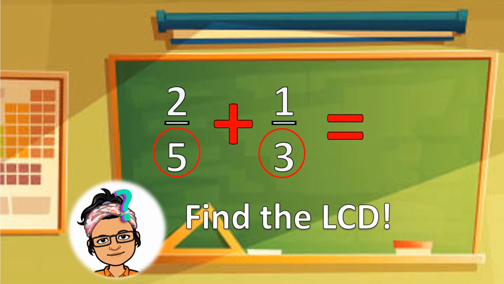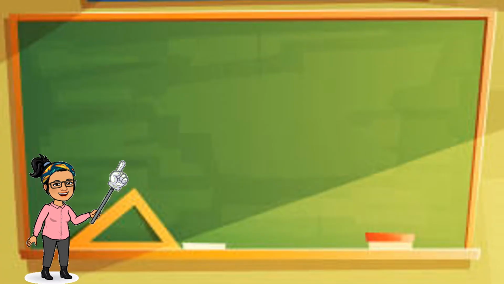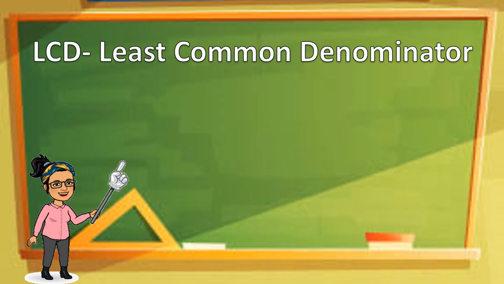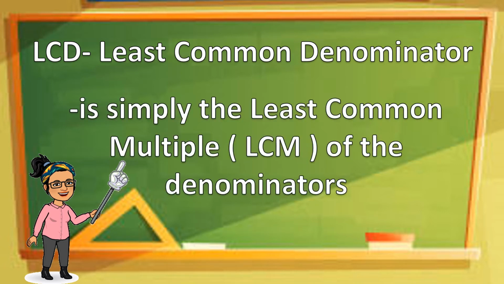Okay? And how do we get the LCD of the fractions? When we say LCD, it is the least common denominator. And this common denominator is simply the least common multiple of the denominators. Okay?